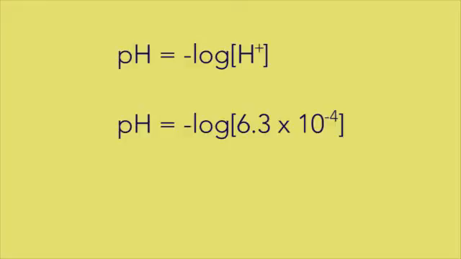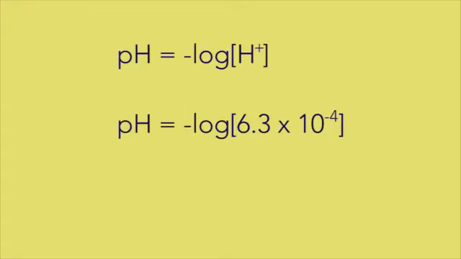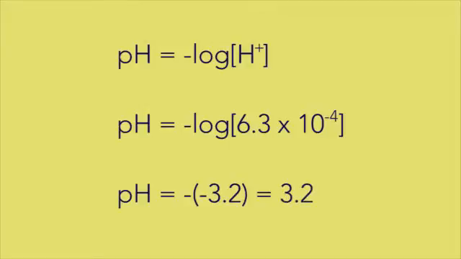All right, so on your calculator, press the log button. Then enter 6.3 times 10 to the negative 4. Remember, use the second EE button instead of entering times 10. All right, now close your parentheses and press enter. So the log of 6.3 times 10 to the negative 4 is negative 3.2. So if I look back at my formula, I see the pH is the negative log. So what is my pH? Two negatives make a positive, so the pH is positive 3.2. And this makes sense because the pH scale only has positive numbers.